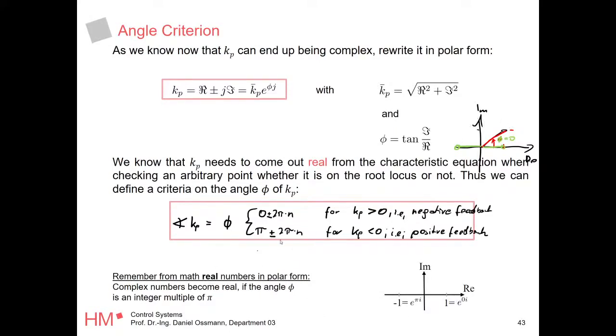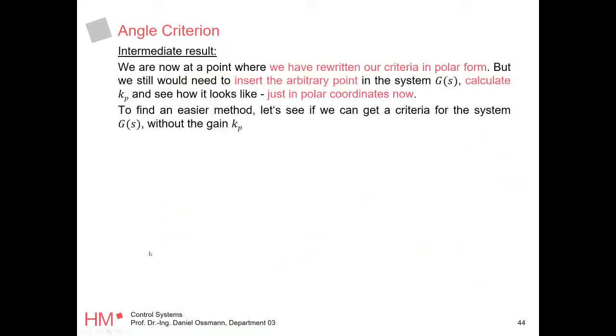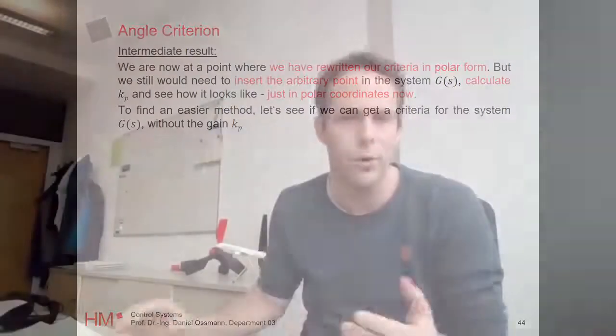Okay, so where are we now? We have now actually rewritten our criteria in polar form, right? This is all we've done so far. We said, okay, if the gain turns out to be positive and real, we know that the point is on our root locus curve. We said this can get a little bit tedious when we move to a very complex system. So it's better to move to polar form, because if you have a lot of poles there, you can just add the angles. But I'll come to that.